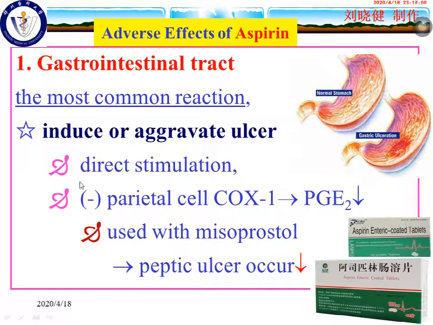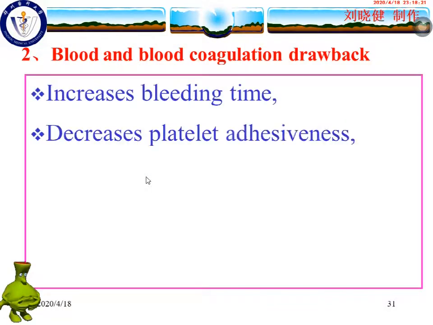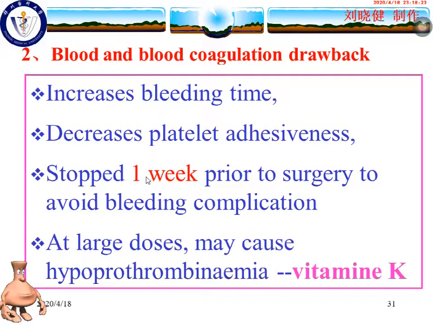And because of these adverse effects on the GI tract, together with antiplatelet reactions, bleeding or hemorrhage of the stomach is relatively common and dangerous. Try to avoid it. The second adverse effect of aspirin is blood coagulation drawback.